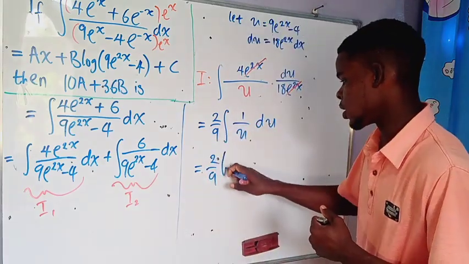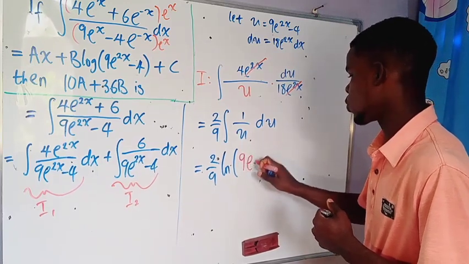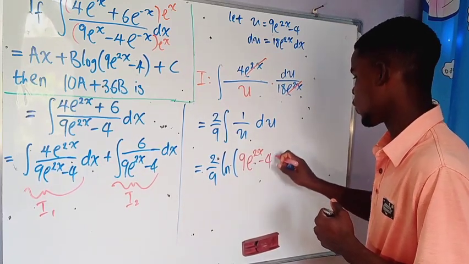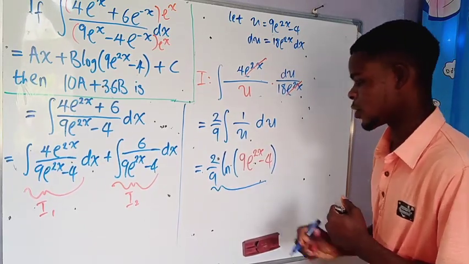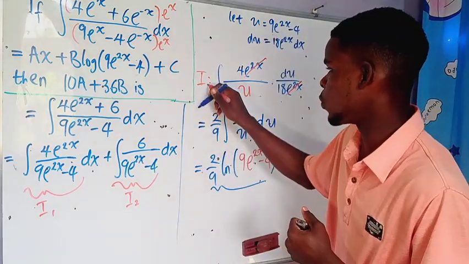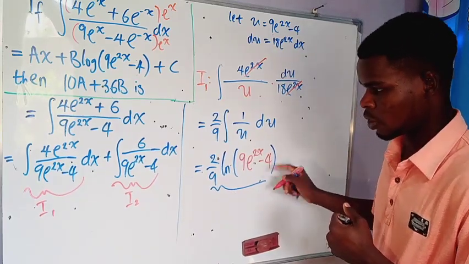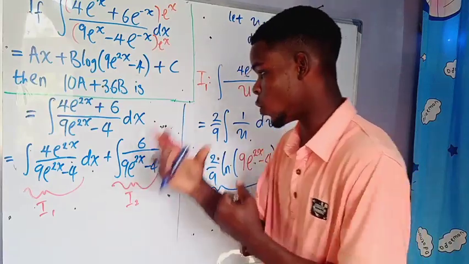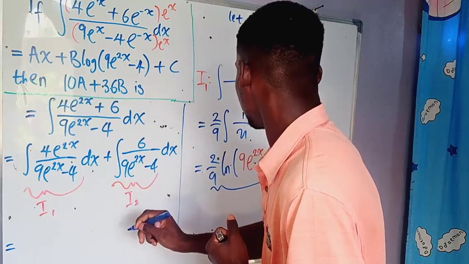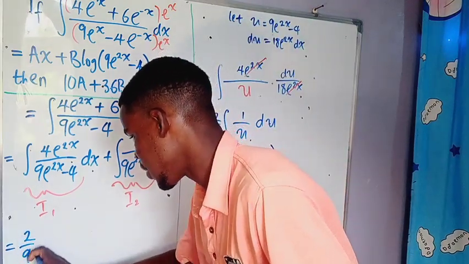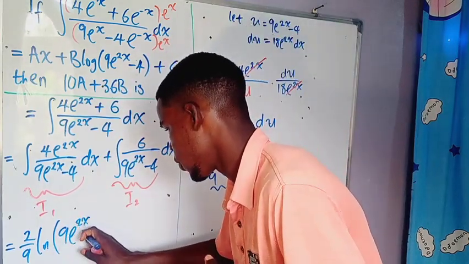And what is u in this case? Well, u is just that. So we put in 9e to the power 2x minus 4 in place of u, right? And this is the first part of our solution, what we call I1. So the first integral gives us this. I'm not going to add an arbitrary constant here because we are not done with the whole thing. So let me call the solution here 2 over 9 times the natural logarithm of 9e to the power 2x minus 4.